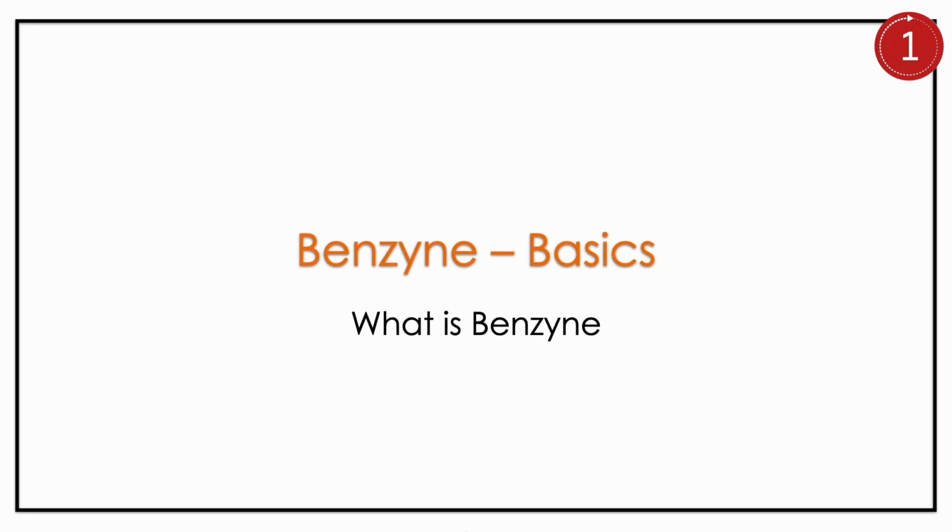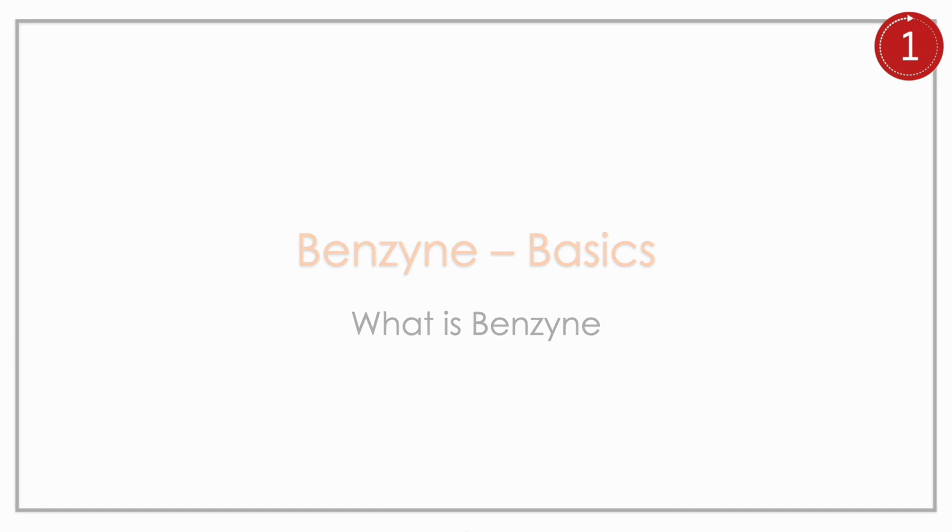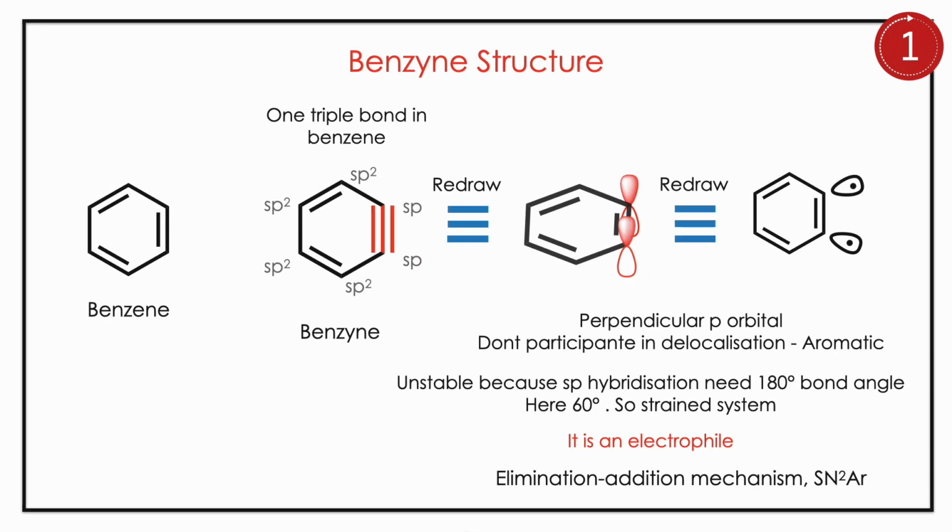First, let us see what is benzyne and the basics involved in it. Benzyne is normally derived from benzene. It's a benzene with one triple bond. It can be imagined with a perpendicular p orbital, or it can be imagined like a radical. Both ways you can explain benzyne, but the best way is to draw the triple bond and involve it in the reaction. Since the p orbital is perpendicular, it doesn't participate in the delocalization, so it is aromatic.